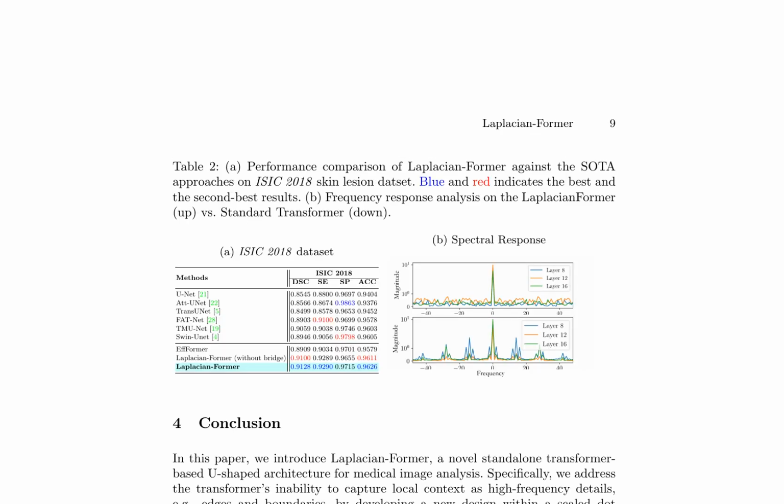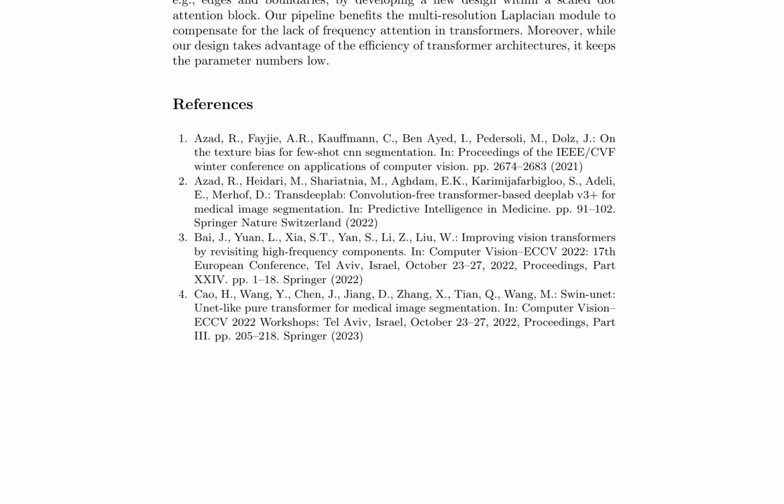The paper introduces Laplacian-Former, a novel standalone transformer-based U-shaped architecture for medical image analysis. It addresses the transformer's inability to capture local context by developing a new design within a scaled dot attention block. The pipeline benefits from the multi-resolution Laplacian module to compensate for the lack of frequency attention in transformers. This design efficiently uses transformer architectures while keeping parameter numbers low.